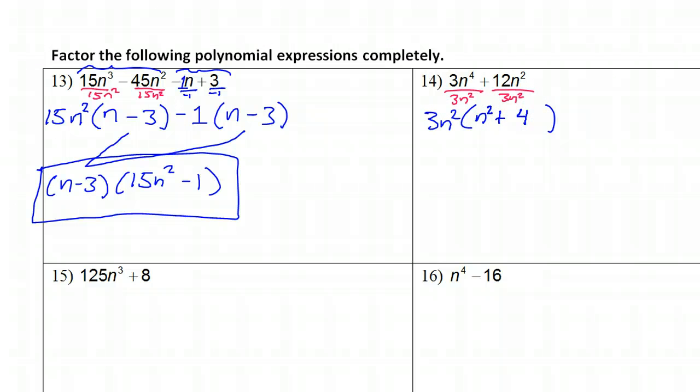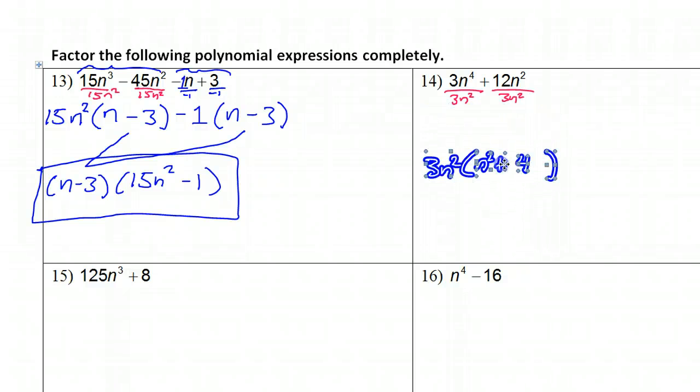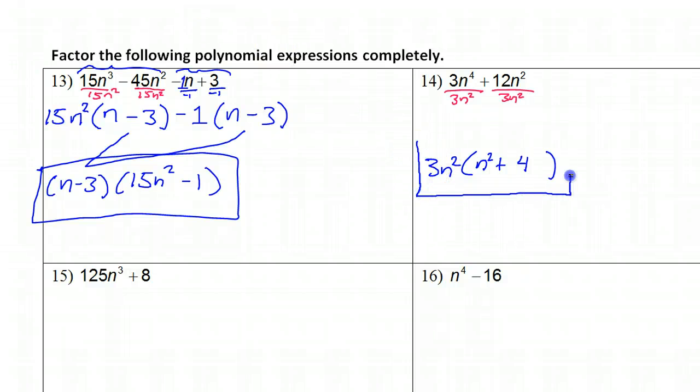No, it does not factor any further. If this were a minus, I would have kept going. If this had been n squared minus 4, then I would have gone n plus 2, n minus 2. But when it's addition, it cannot be factored anymore. So that is the final answer for number 14.